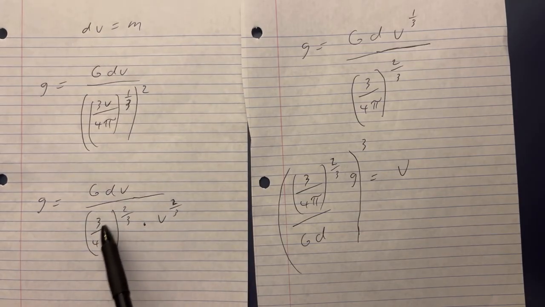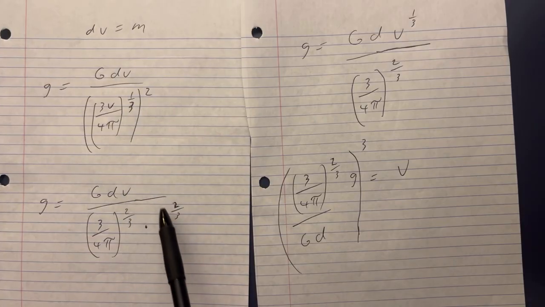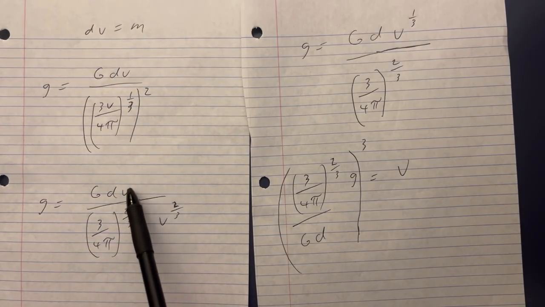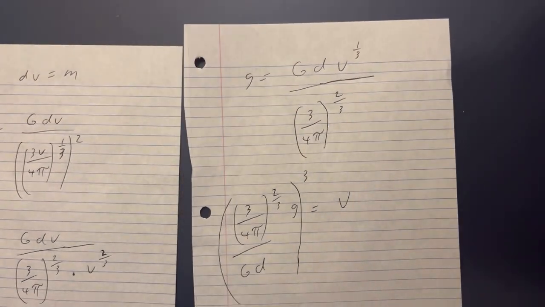And then right here is 3 over 4 pi quantity to the 2/3. Volume to the 3/3 divided by volume to the 2/3. You just subtract your exponents. You end up with volume to the 1/3 right there over what's left of your radius, which is 3 over 4 pi quantity to the 2/3.